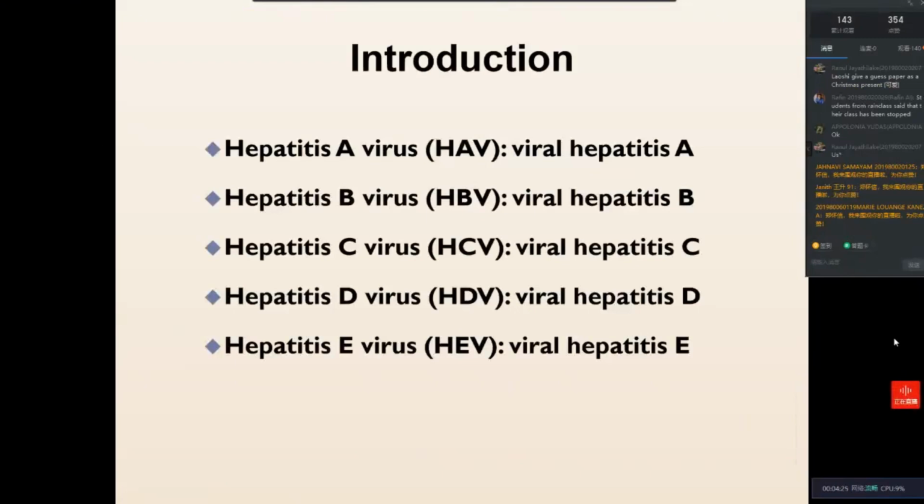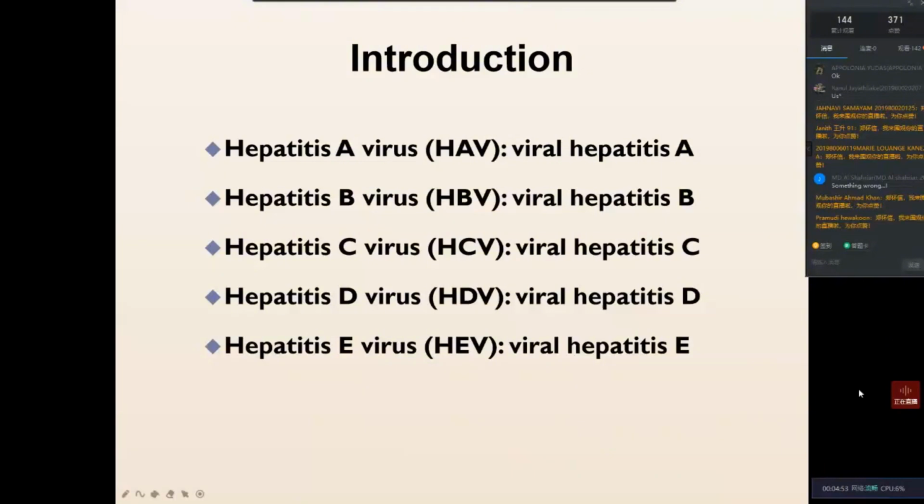So hepatitis viruses include several different types. In English, we name them with letter A, B, C, D. So from hepatitis A to hepatitis E virus. And they are different. Some of them are RNA virus, while some of them are DNA virus, or one of them is DNA virus.